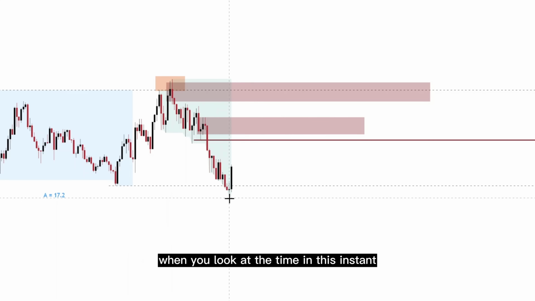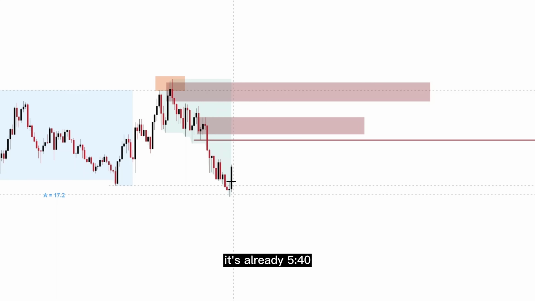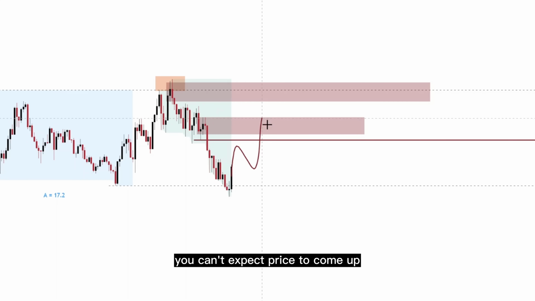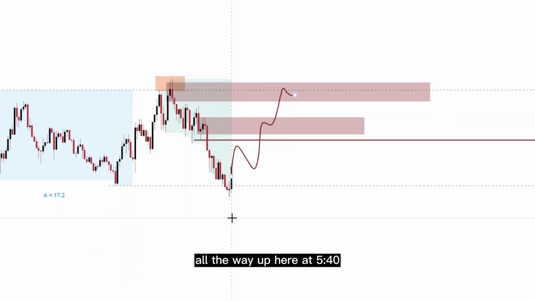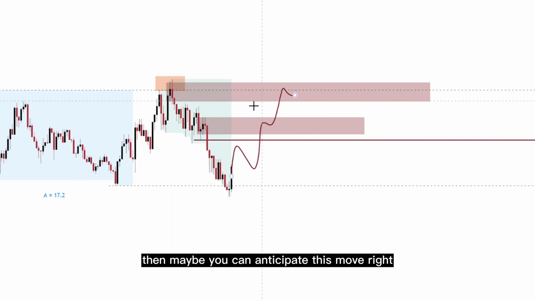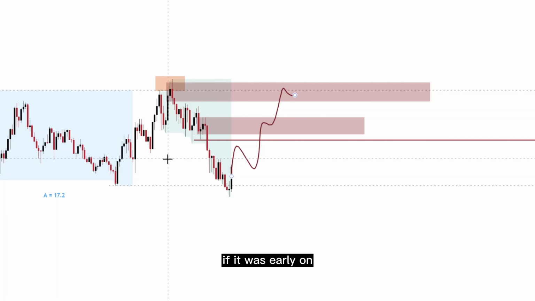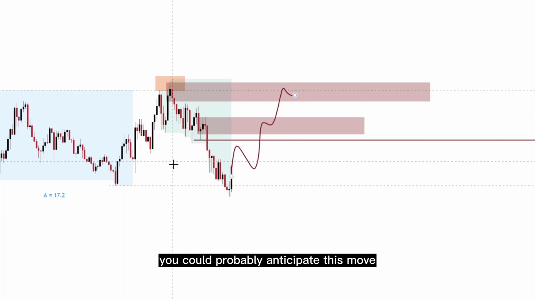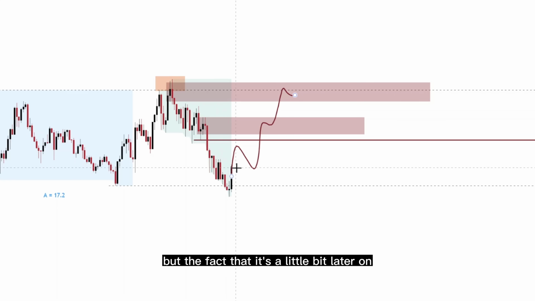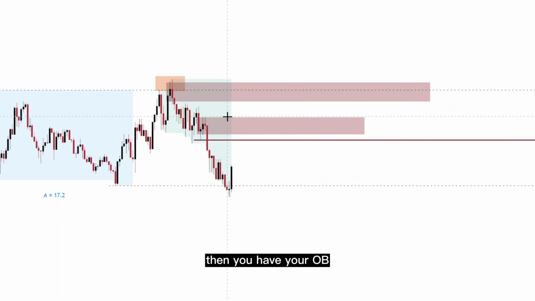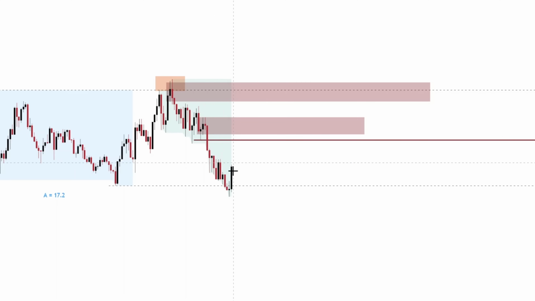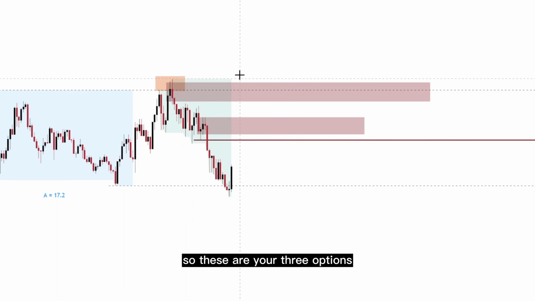But when you look at the time, in this instant, it's already 5:40. You can't expect price to come all the way up here at 5:40. Maybe if it was 5 o'clock or 4:45, then maybe you can anticipate this move, right? If it was early on, you could probably anticipate this move. But the fact that it's a little bit later on, you might not get this entire move. So this will be the safest approach. Then you have your OB, which is right here, unmitigated OB. And then here you have your breaker. So these are your 3 options.